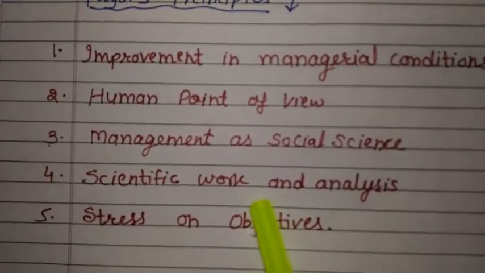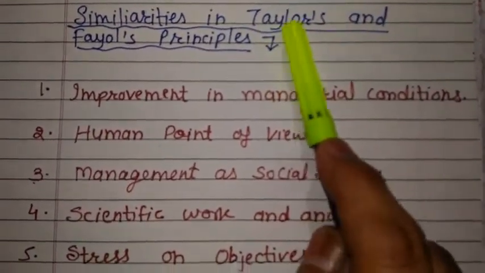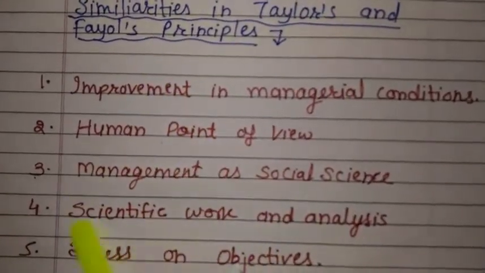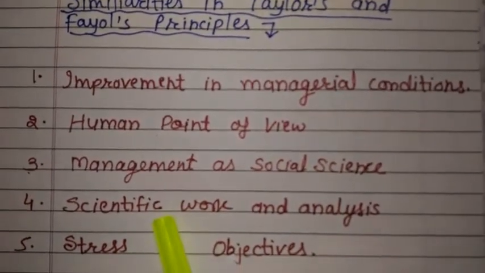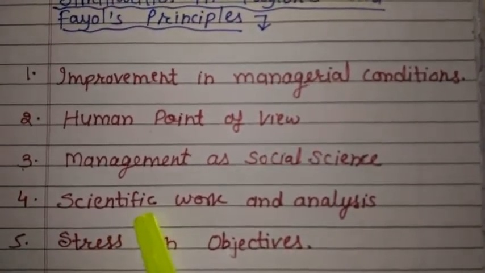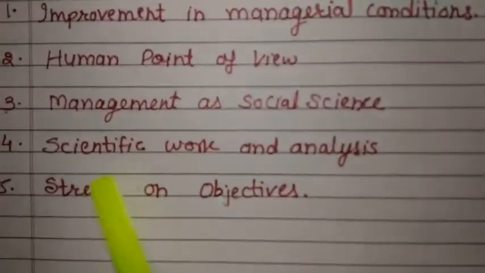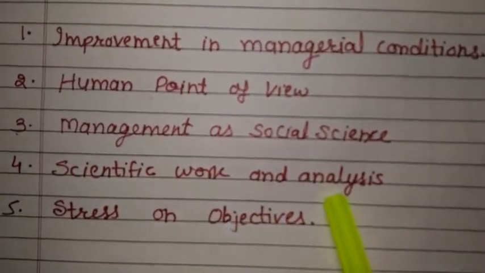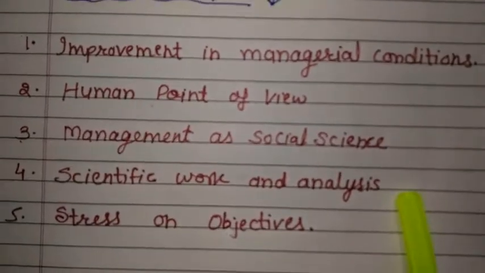So scientific work and analysis is made by both of them. Some of Taylor's principles are totally based on scientific management, but Fayol has also done some studies in a scientific and systematic way, like the scalar chain principle, the principle of remuneration, and the principle of discipline. Both of them stressed managerial work as scientific work, and both observed the activities of the business or of the management properly.